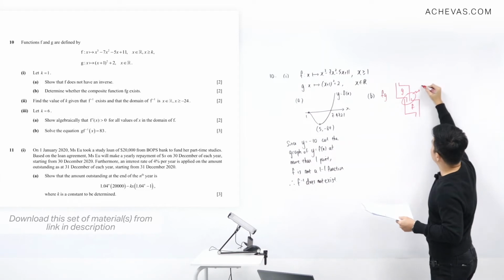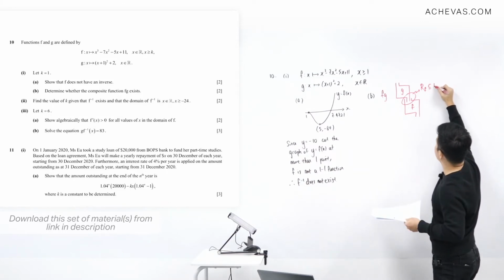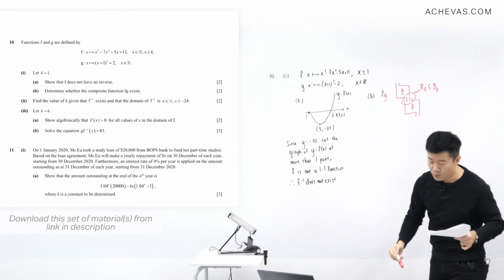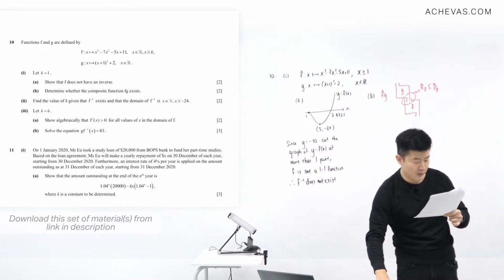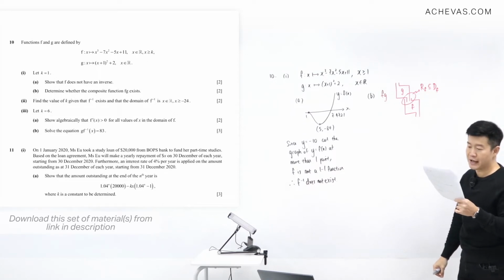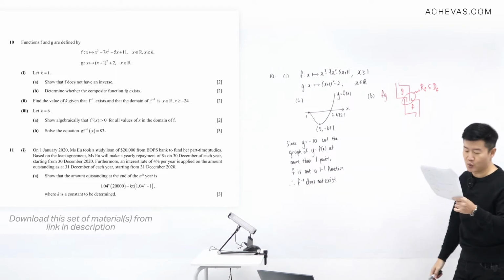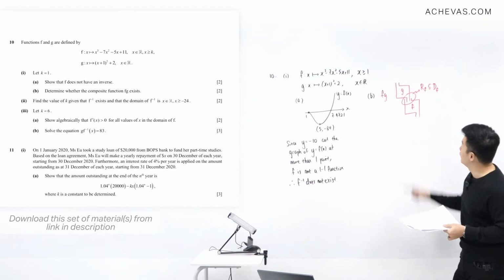And the connection is possible when everything that comes out from g, the range of g, can be received by f. So everything that comes out from g must be a subset of the domain of f. What is the domain of f? We already know the domain of f, according to what we have here. The domain of f is x bigger or equal to 1. So we are going to try to find out what is the range of g.